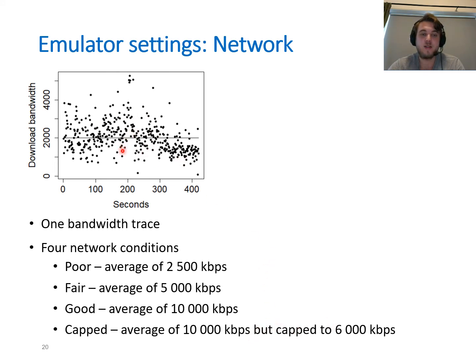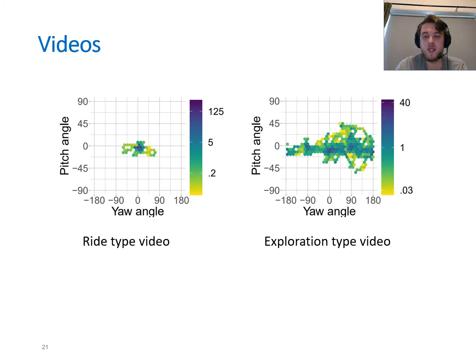So these network conditions are using the same bandwidth trace as seen here, but this average is just multiplied to get to the value we want. We use two types of videos. The first one is a ride type video, and the second one is an exploration type video. You saw these figures earlier. You can see the difference in expected deviation or viewing angle of the viewer.